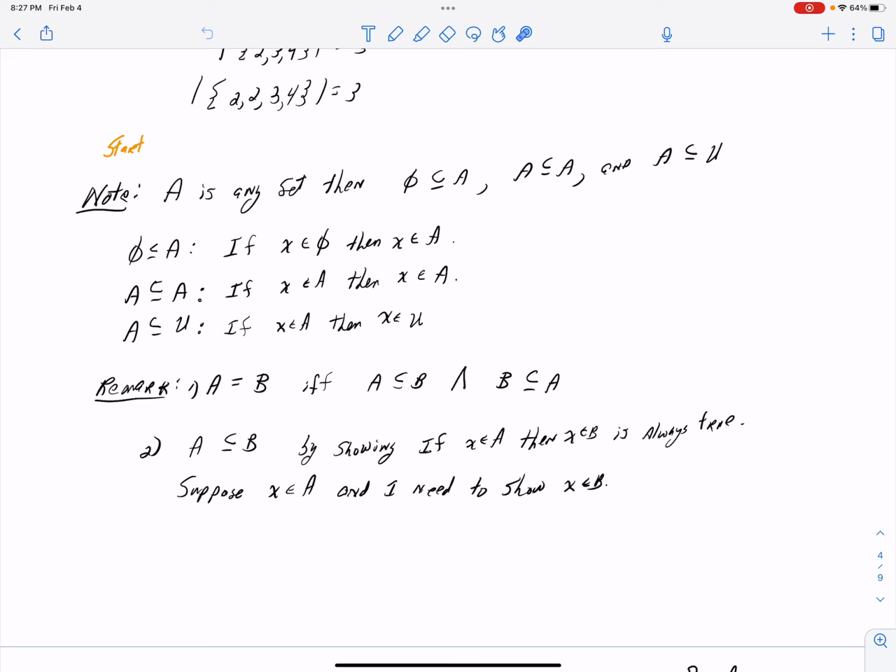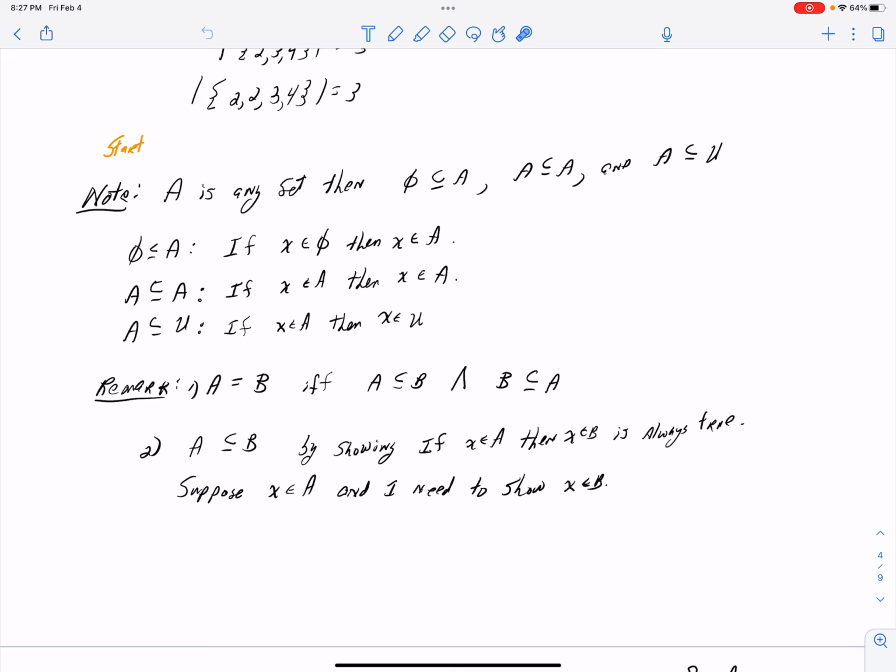Well, regardless of what x is, it's never an element of the null set. Therefore, the hypothesis is always false, which makes the conditional statement always true. And if this conditional statement is always true, then sure enough, the null set is a subset of any set.